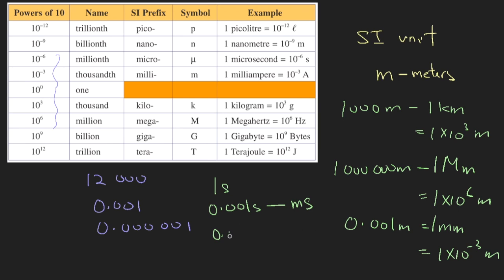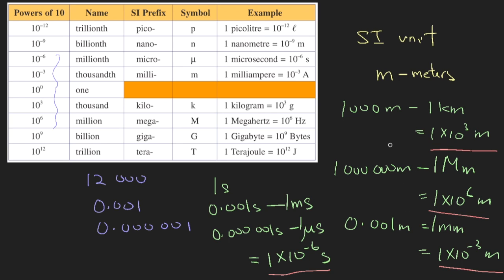Or if you have 0.000001 second, it is called a microsecond. Or you can rewrite it to be also equal to 1 times 10 to the power of minus 6 seconds. So you can see that this standard form is really convenient. All these standard forms are really convenient when you want to compare between two very large or very small numbers.